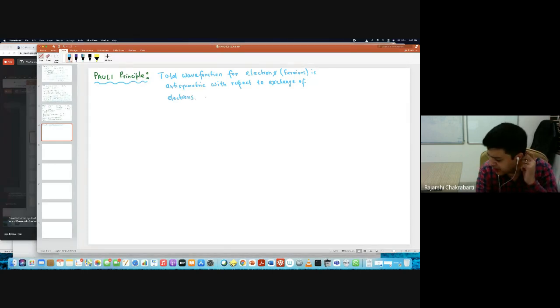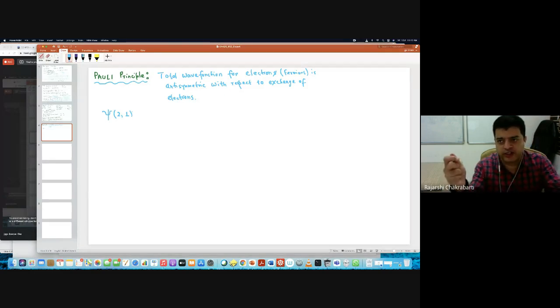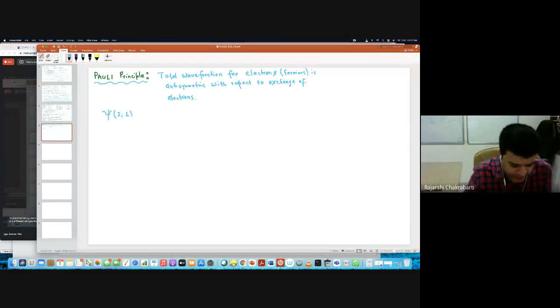What does it mean by exchange of electrons? It basically means if I do this, psi 2 1, I just exchange. In this case, you have 2 electrons, so I exchange 1 and 2. I just change their coordinates. The coordinates of 1 now becomes coordinates of 2, and vice versa. If I exchange these 2 electrons, then I get a new wave function, and that wave function has to be minus of psi 1 2.